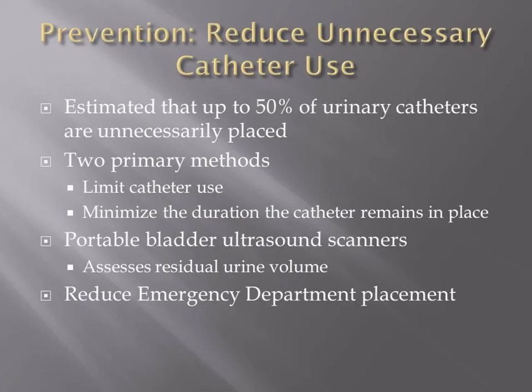Another preventive measure is to reduce unnecessary catheter uses. It's estimated that up to 50% of urinary catheters are unnecessarily placed. And when we decrease the use, in general, we can limit the use or minimize the duration. And those are two key ways to reduce the actual use of the catheter. And one additional way is for hospital staff to use a portable bladder scan. And by using this, residual volume could be assessed and it may negate the need for placing a urinary catheter if patients are thought to have urinary retention.